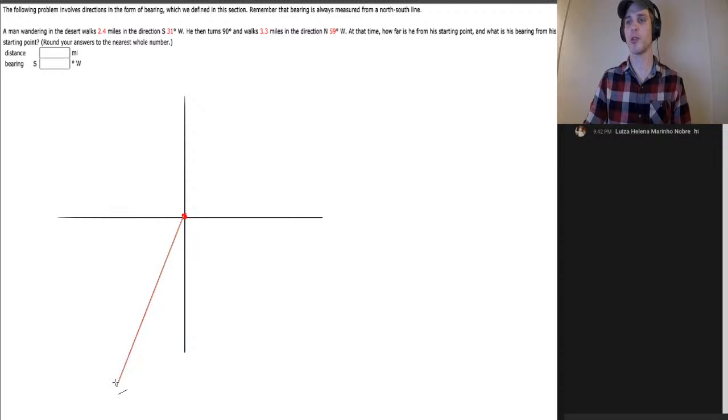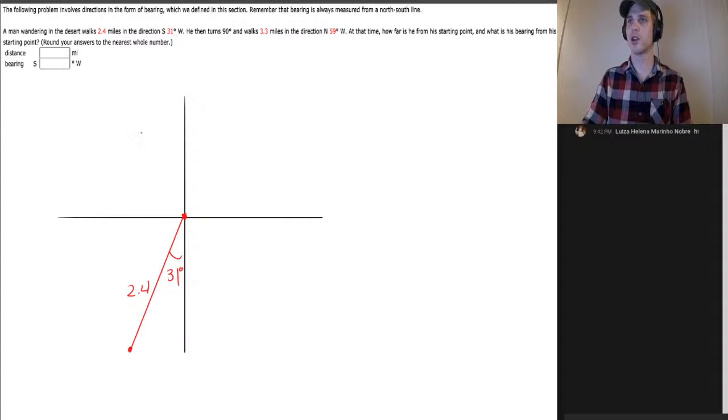Let's say that's about 31. I don't know. This angle here is 31 degrees. And he goes 2.4 miles. I don't really have a sense for how this is going to go. Maybe I should read the whole question first, but why not? Let's roll with it. So he goes to here. That means this is 2.4 miles.